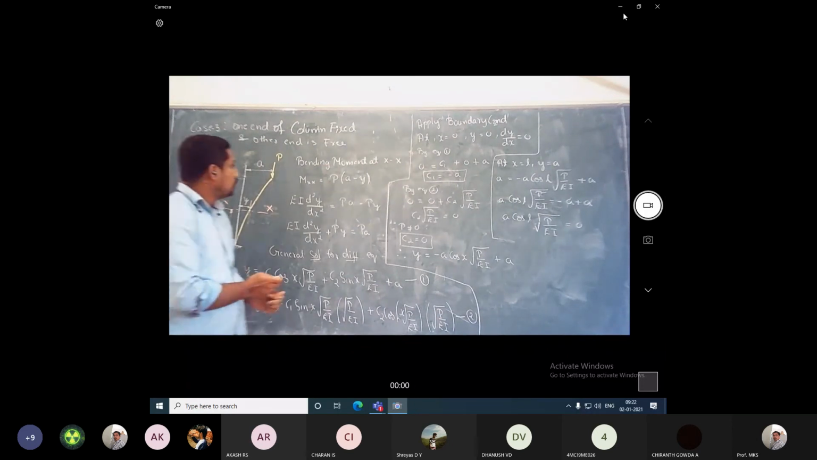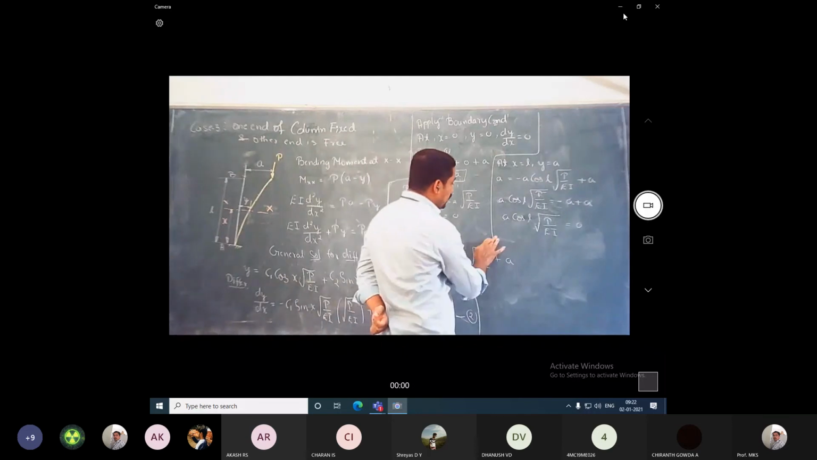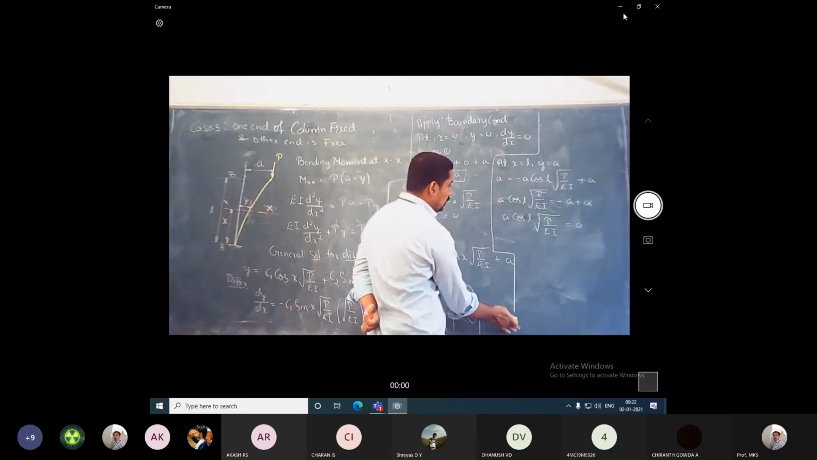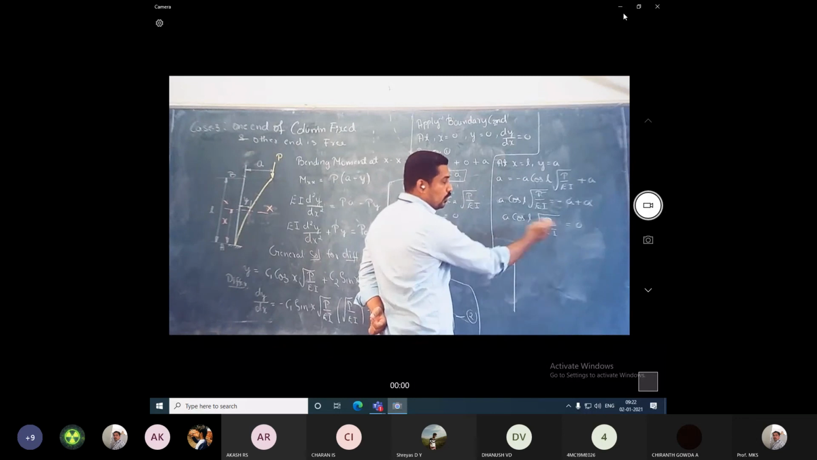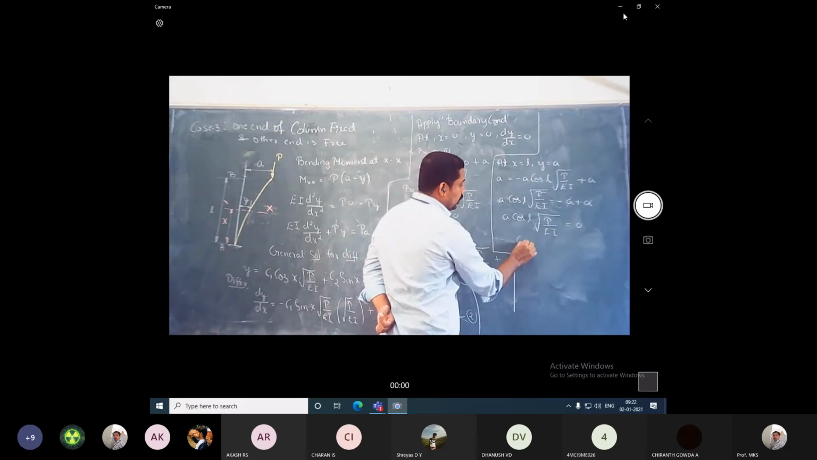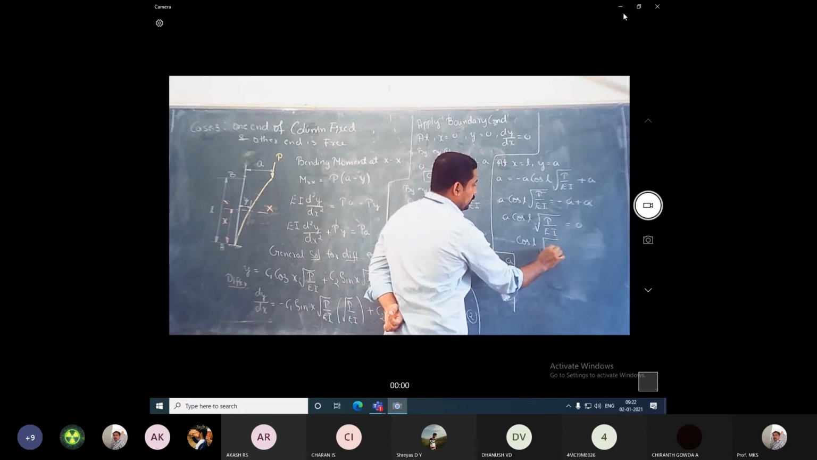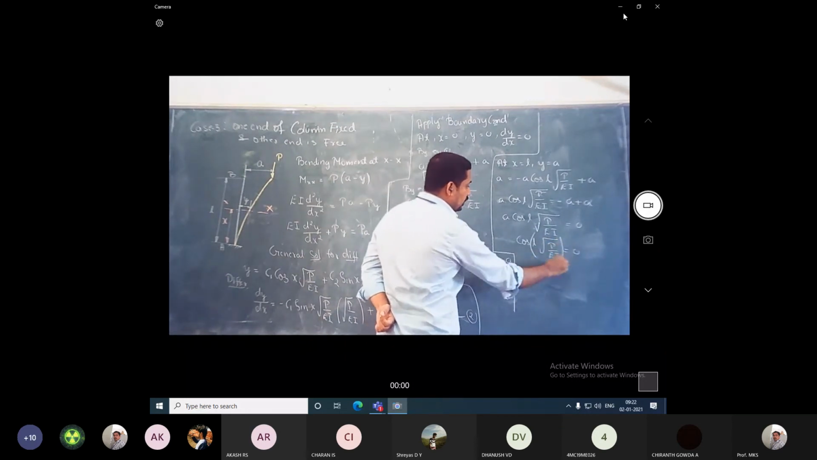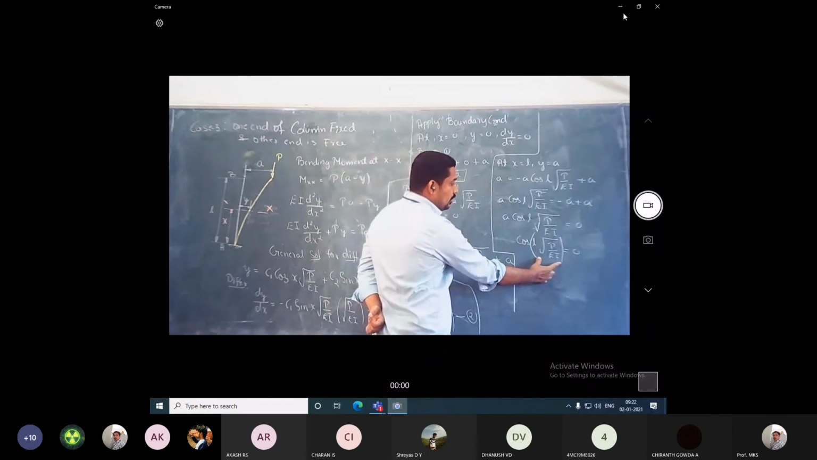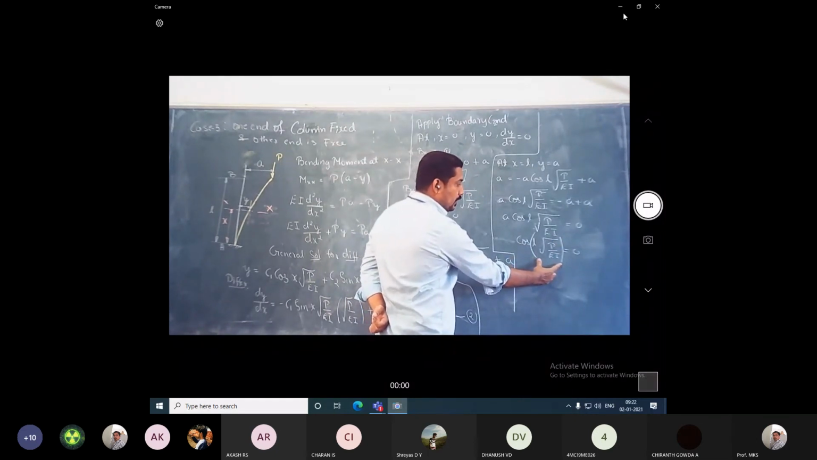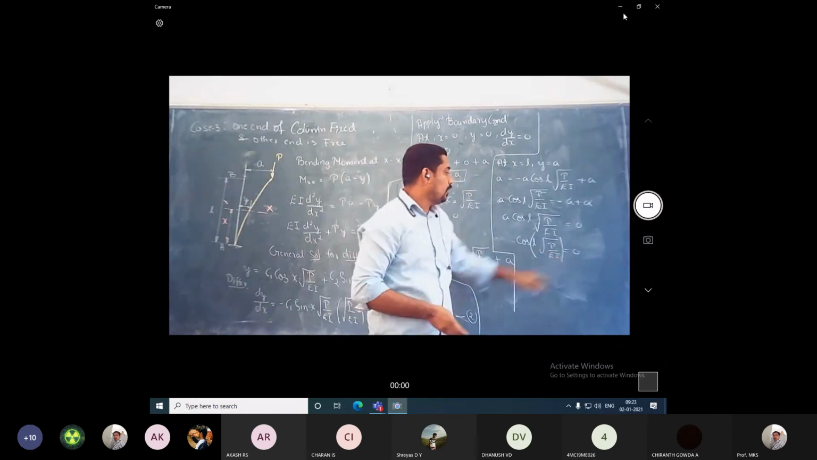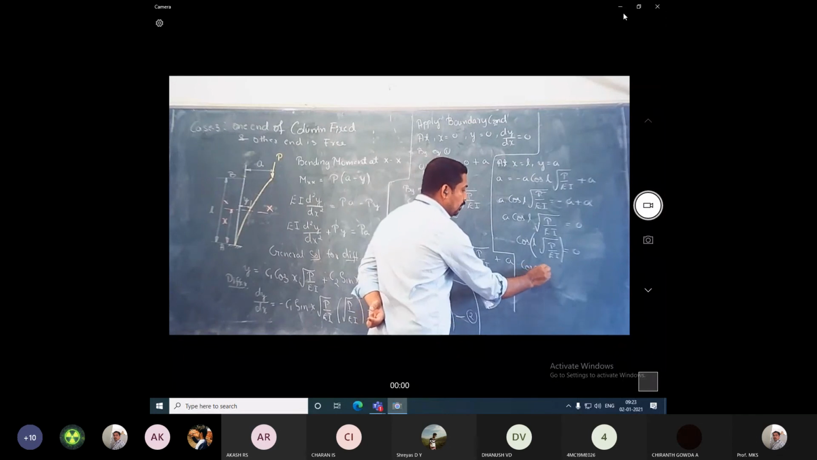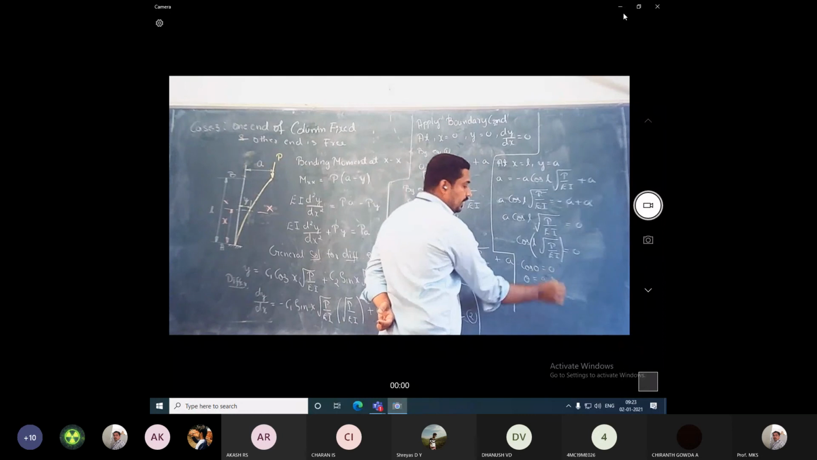So when will cos theta be equal to 0? Or you can also write A; when A goes to the other end, it is 0 by A, which is also equal to 0. Cos L root P by EI will be equal to 0. So I want this term to be theta. Cos theta will be equal to 0 when theta is equal to 90 degrees, right?